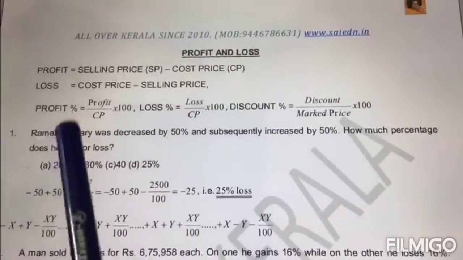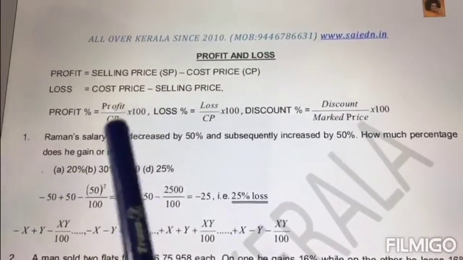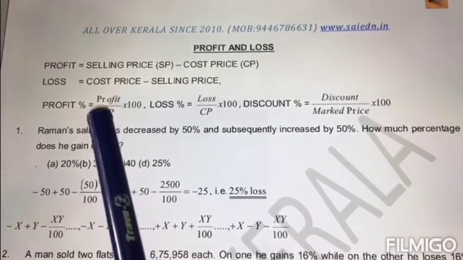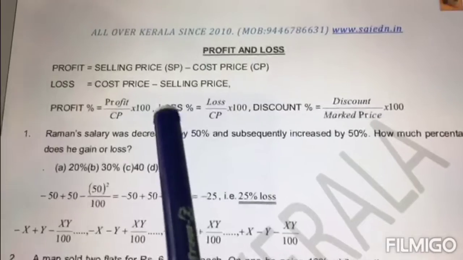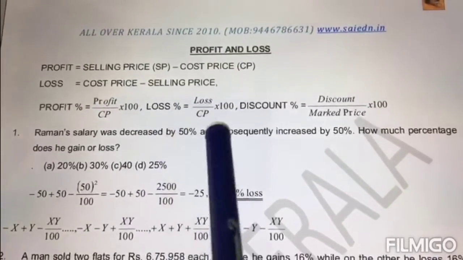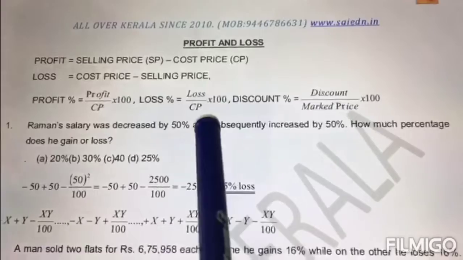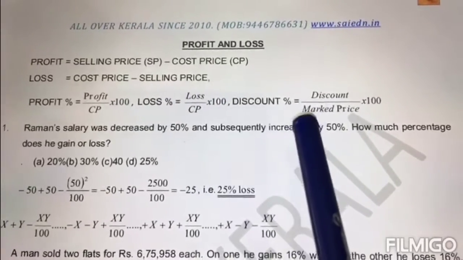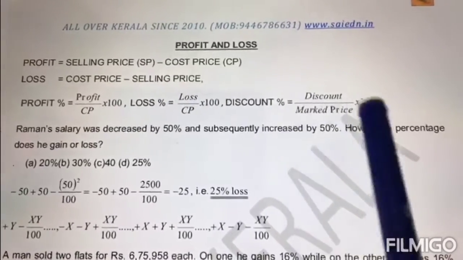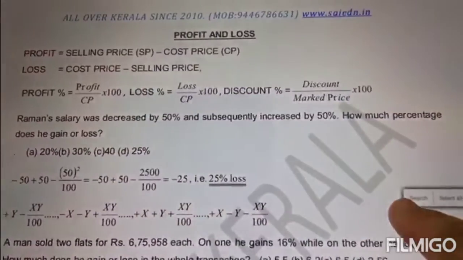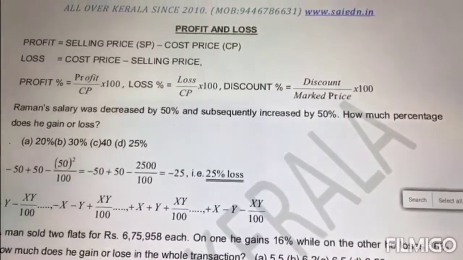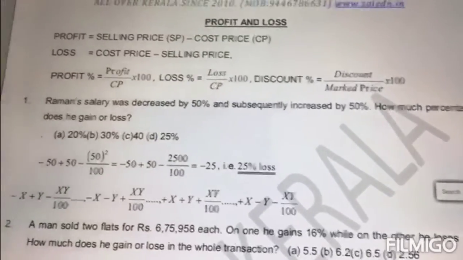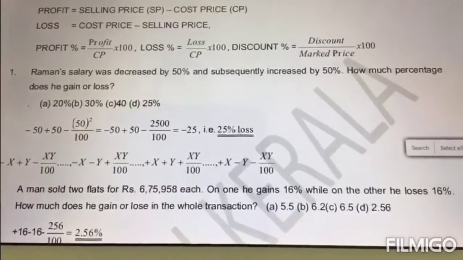Profit percentage, remember always, profit is always calculated as a percentage of the cost price. So profit divided by cost price into 100 is profit percentage. Similarly, loss percentage is loss divided by cost price into 100. To calculate a discount, the discount percentage is always discount divided by the marked price into 100. Marked price is the price at which the seller sells a particular product. It may be equal to the cost price, it may not be equal to the cost price. We'll see how it goes, okay?